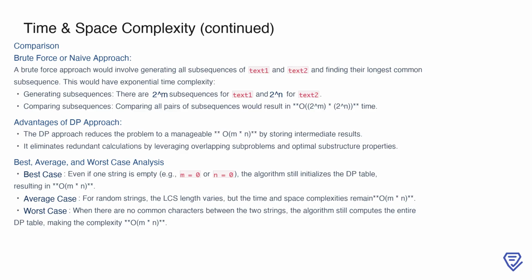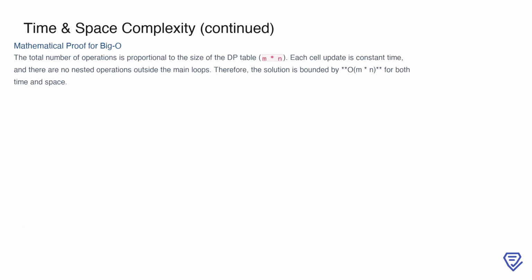Importantly, whether the input strings have many common characters, few, or none at all, the complexities remain consistent at O(m*n) in all cases. This demonstrates the efficiency and robustness of the dynamic programming approach. To mathematically validate the big O notation for this algorithm, we consider the total number of operations required.